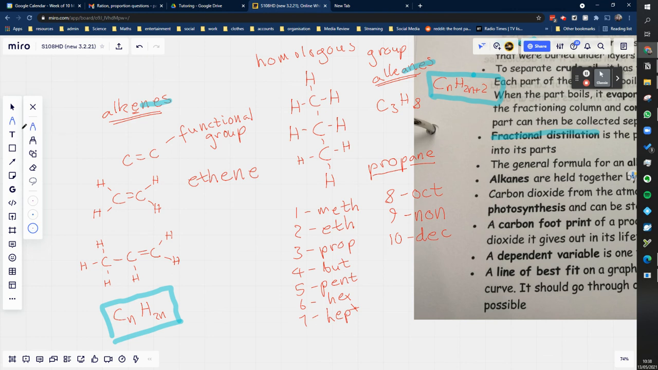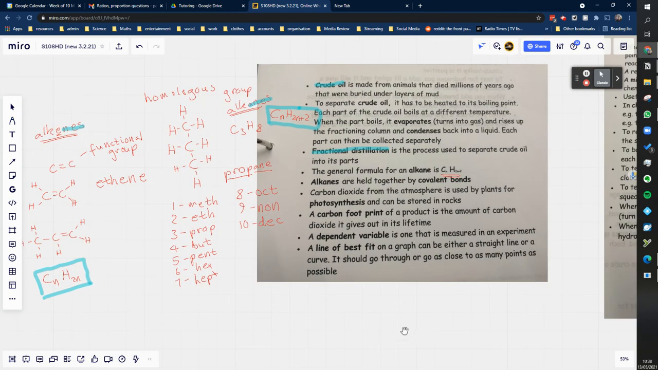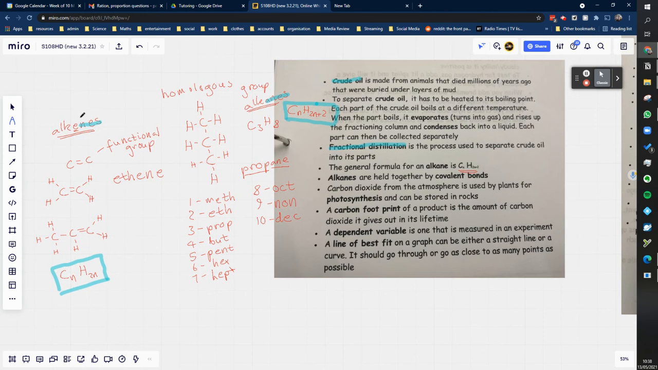Anyway, so they're alkenes and alkanes, and that's the first thing you really learn about when you learn about organic chemistry. They're both hydrocarbons because they're made out of hydrogen and carbon.